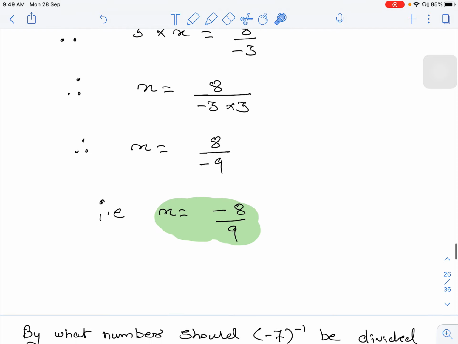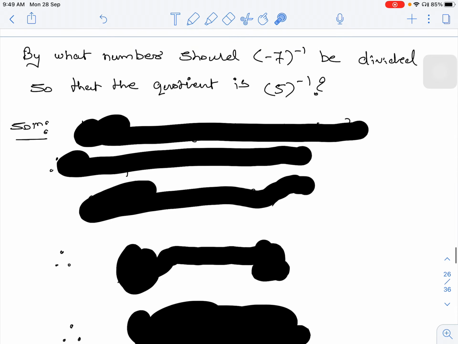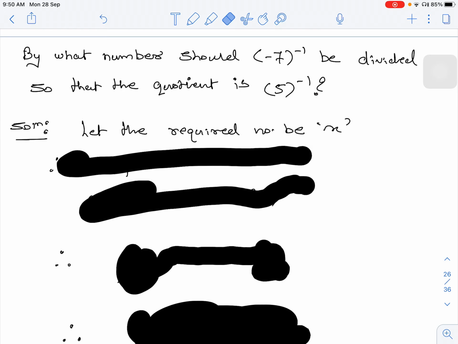Okay, now let us consider one more example of the same type. Here it is given: by what number should minus 7 raised to minus 1 be divided, so that the quotient is 5 raised to minus 1? In the previous example it was multiplied, now here it is divided. So again same condition, let the required number be x.